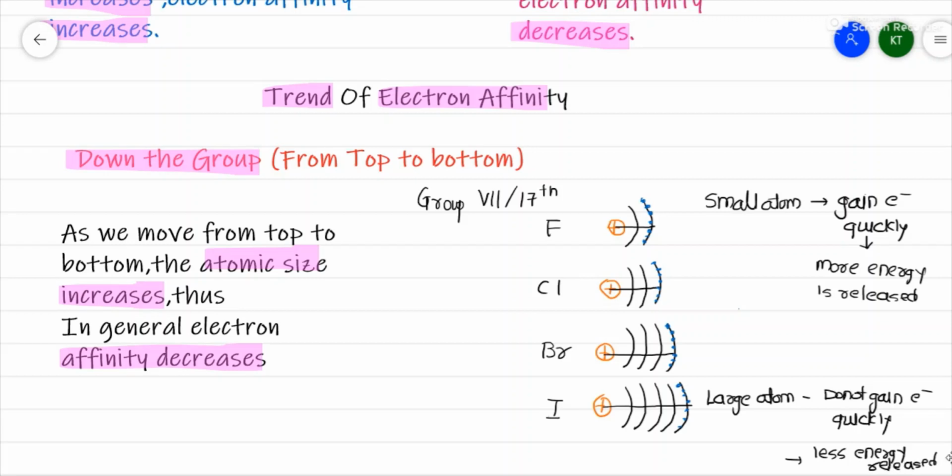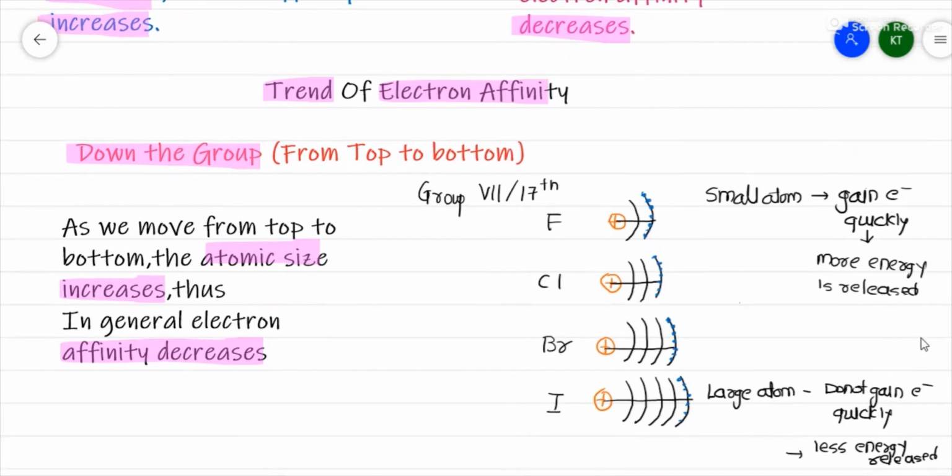As you can see, from top to bottom in general, with increase in atomic size, the electron affinity decreases. Smaller atoms tend to gain electrons very quickly; larger atoms do not tend to gain electrons quickly. So if the atom is small, more energy is released, that means more electron affinity. If the atom is large, then less electron affinity is observed. Now this is the general trend.